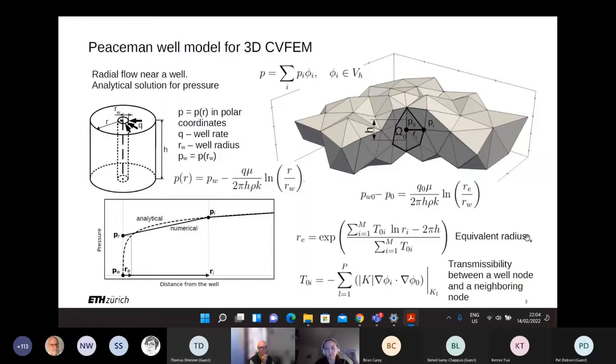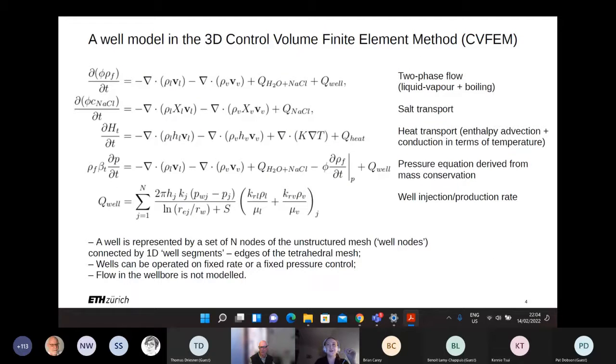So on the next slide, I just wanted to quickly show the main governing equations for the CVFEM, and just to mention the key features of the code. So it can model two-phase flow of liquid and vapor and boiling. We can model salt transport and heat transport in terms of enthalpy advection and the conduction of temperature. And the pressure equation is derived from mass conservation. So this scheme is locally mass conservative, and it is able to capture strong gradients in fluid properties that can arise right above the magma chamber.